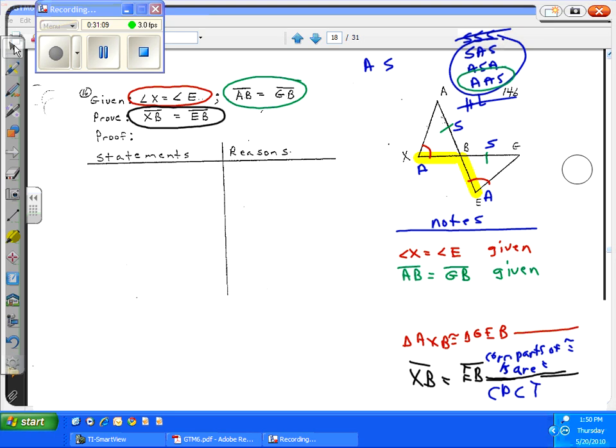So we check the other direction. If I was going to prove it by angle, angle, side, this direction, I would need angle B to have an angle, then a side, see?